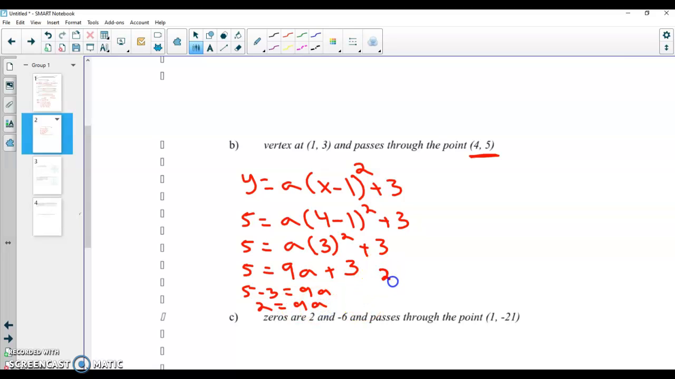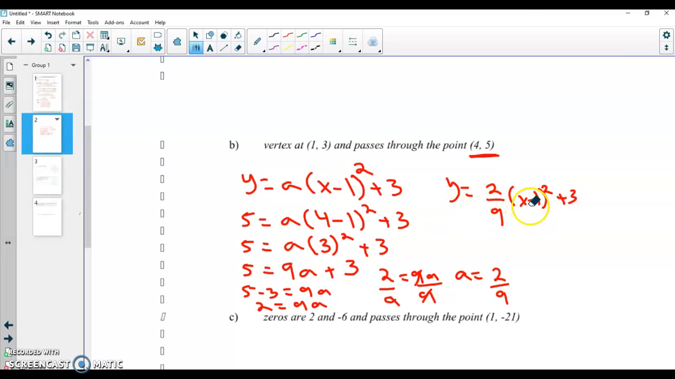I'll just do the work off to the side here. So 2 is equal to 9a. We divide by 9. Cross the 9 out there, so we get a is equal to 2 over 9. And so what that means is that our equation is going to be y is equal to 2 over 9 times (x minus 1) squared plus 3. And so we used our vertex, we used a point, and we were able to find our vertex form.